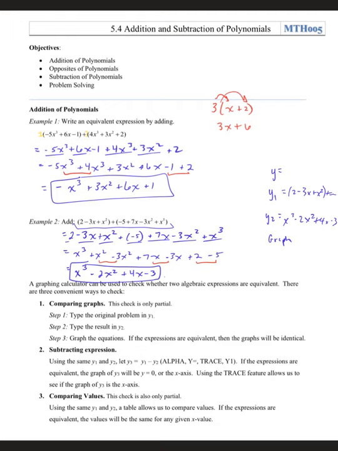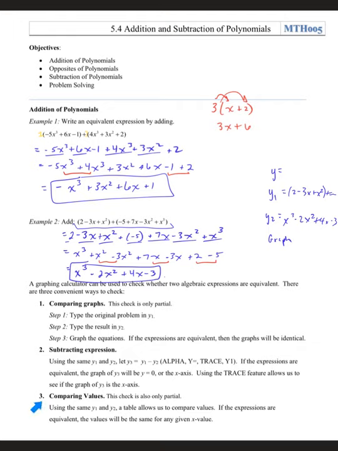The second one here says subtracting. So use the same Y1 and Y2 like we did here, but then in Y3, you're actually going to type Y1 minus Y2. And you can see alpha, Y equals, trace, Y1. And you'll see that those two should be 0, because if you subtract two things that are equal, you should get 0. And then you can use the trace feature.